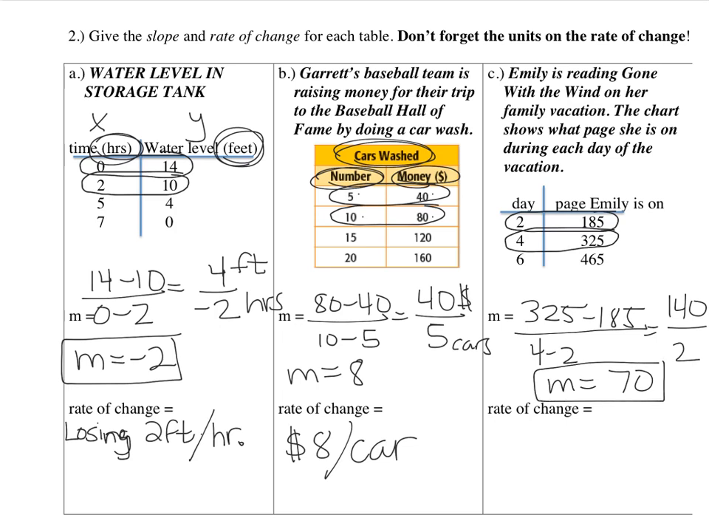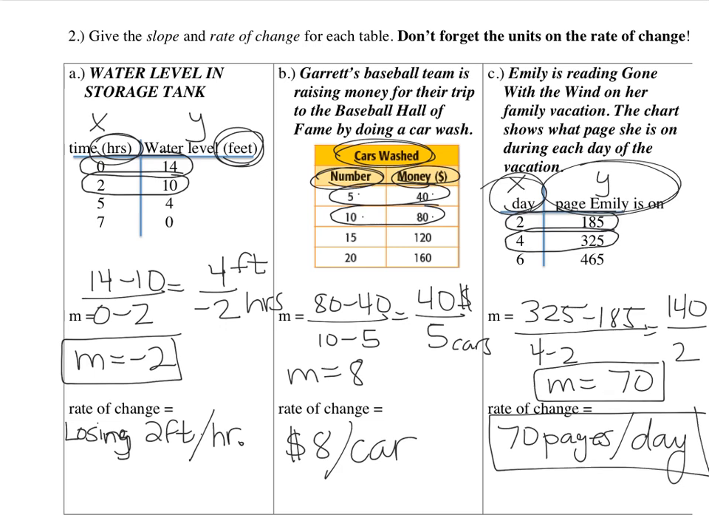But the rate of change, well, that's 70 what per what, right? It's y over x, right? So what does the y stand for? Pages. What does the x stand for? Days. And when you divide, you're making it per day. So the answer here would be 70 pages per day. And that's the rate of change. She's reading about 70 pages per day.